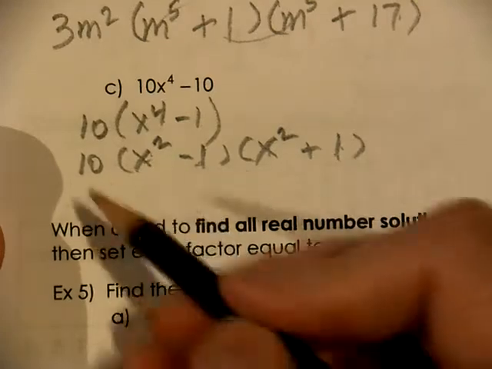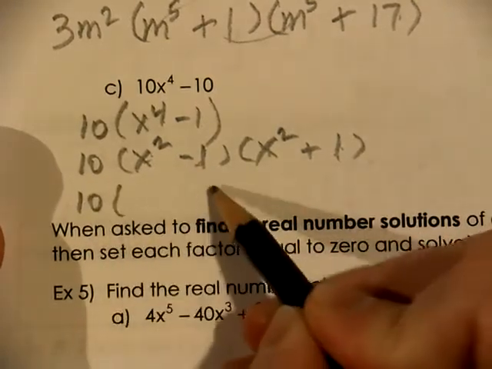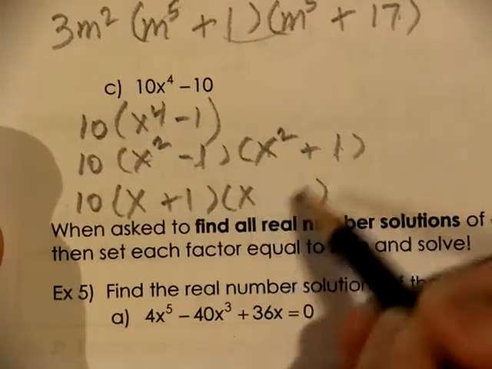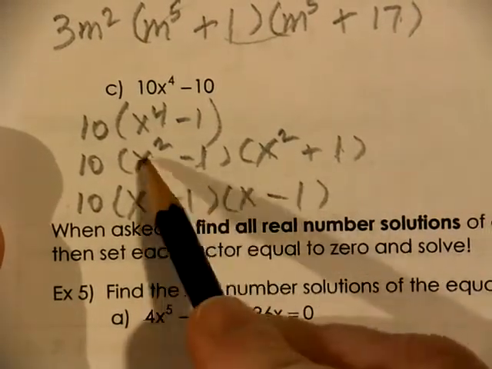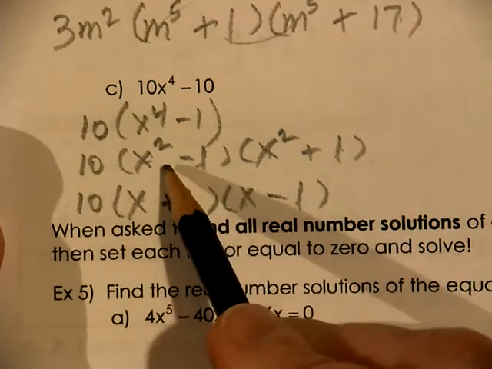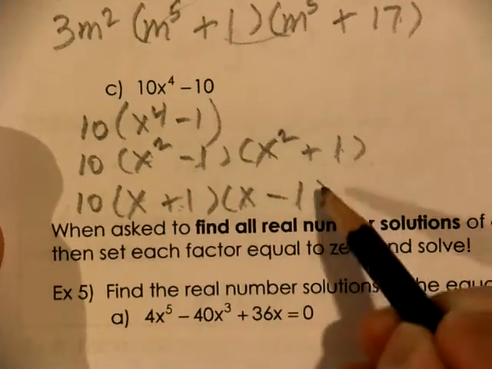Here's the difference of two squares again. Remember, you've got to keep looking for it. x times x gives you x squared, negative and positive gives you 0 in the middle, negative 1.